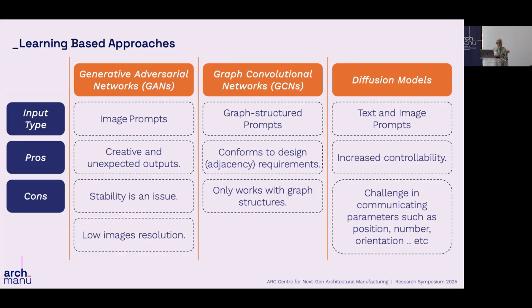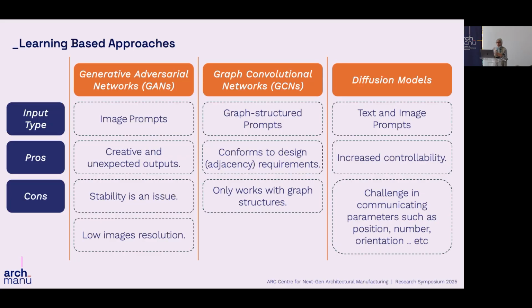And from the design problem, let's talk a bit about what computation can give us when it comes to learning-based approaches. First, how we can communicate with these models. Adversarial networks, for example, you give them an image prompt, usually a building boundary or even a site boundary, and you hope that they detect, from past examples, how we can solve the space plan.